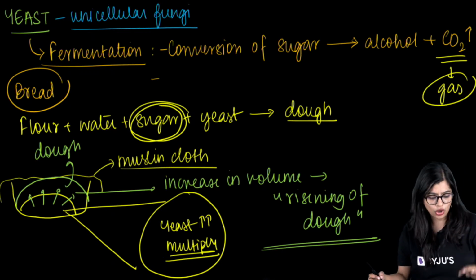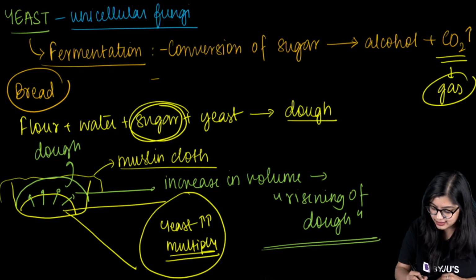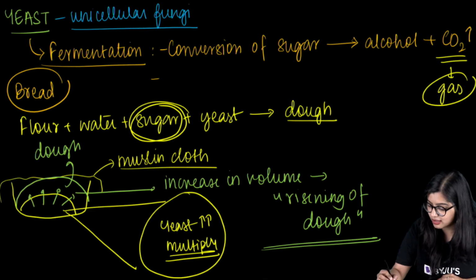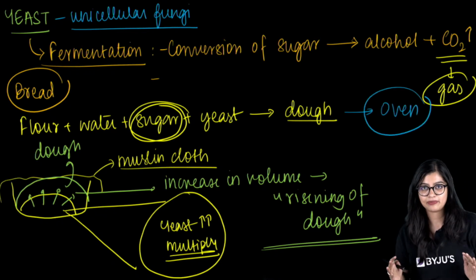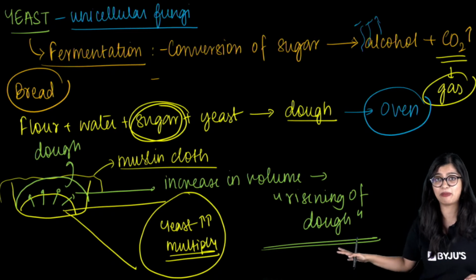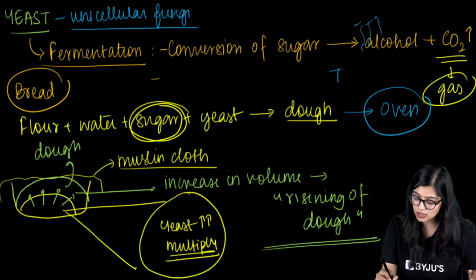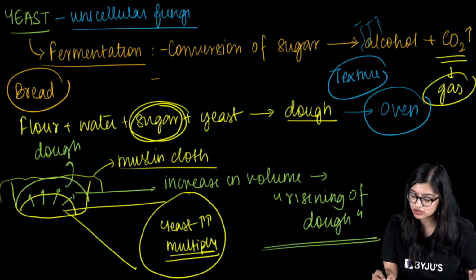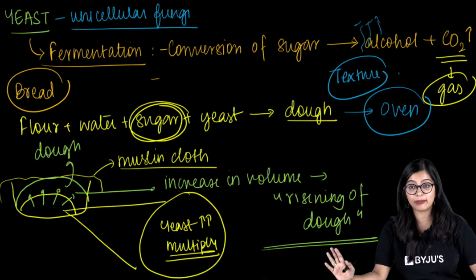Okay? Good. So now rising of dough has happened. Now when you take this dough and put it in the oven, you will bake the bread. When you bake the bread, all the alcohol will evaporate, and whatever carbon dioxide is there will expand, and this is what gives rise to the texture of the bread, right? So this is what we understand as fermentation.